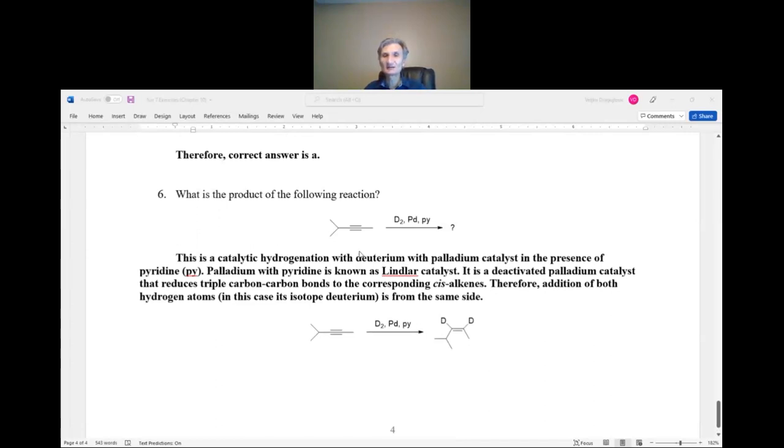We have a reaction of the alkyne with deuterium in the presence of palladium and pyridine. A very similar reaction. It's again a Lindlar catalyst, and again the same type of reaction: addition of hydrogen that is syn, from the same side of the double bond. The reason I gave you this one is just to show you how reaction conditions could be a little bit different, and variations of this transformation.